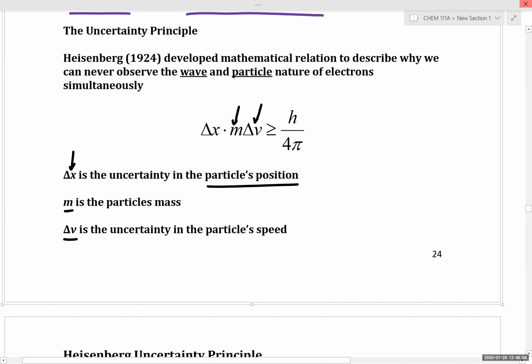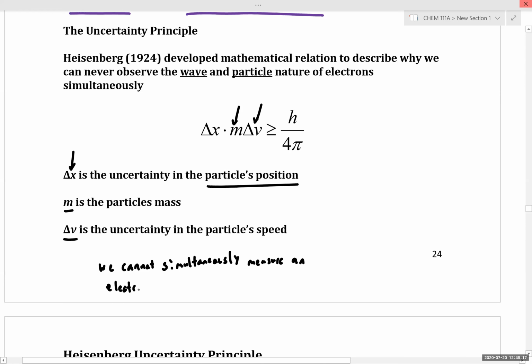In essence, what this uncertainty principle is stating is that we cannot simultaneously measure an electron's position and energy. Okay? So we can measure one or the other.